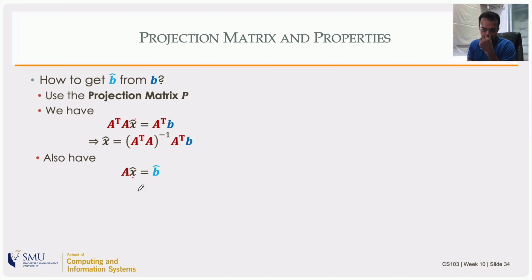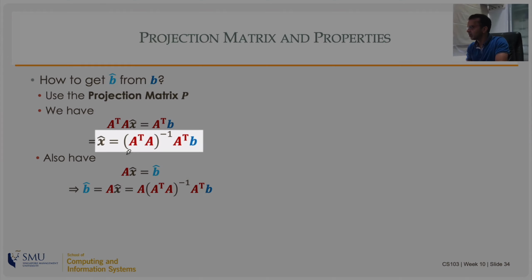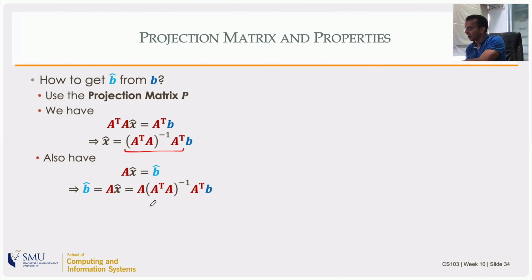So this is what we started with, Ax hat is equal to B hat. X hat, remember, was the collection of scalar multiples of the basis matrix A that will give you the projection, in the case of the two-dimensional example that we did. So B hat is equal to Ax hat. X hat we already have here, so we just have to multiply by A. Then we get an interesting thing here. B hat is equal to A times A transpose A inverse times A transpose B.